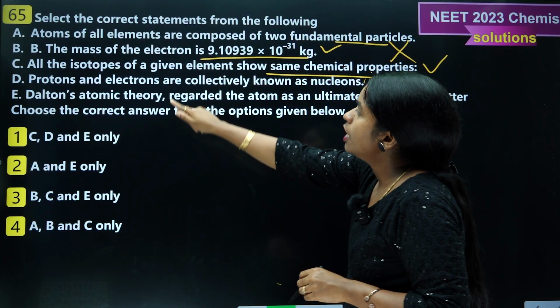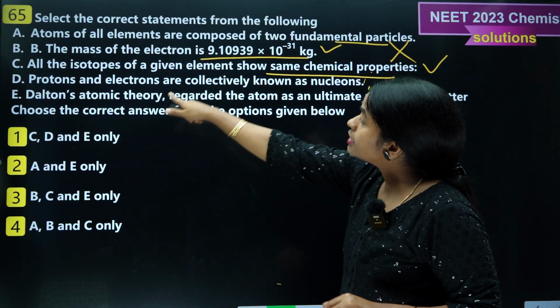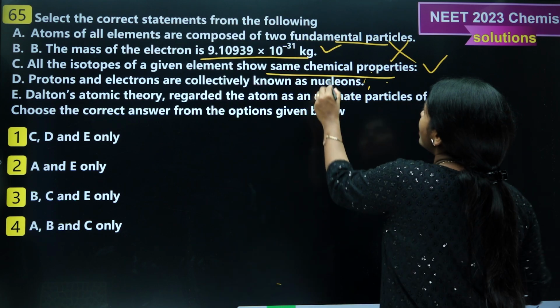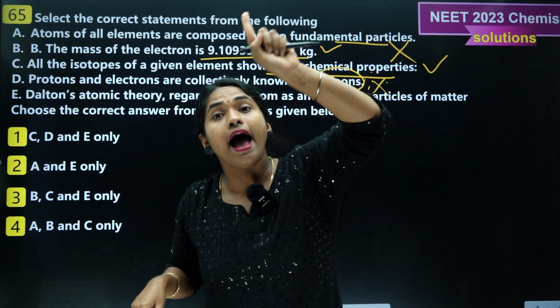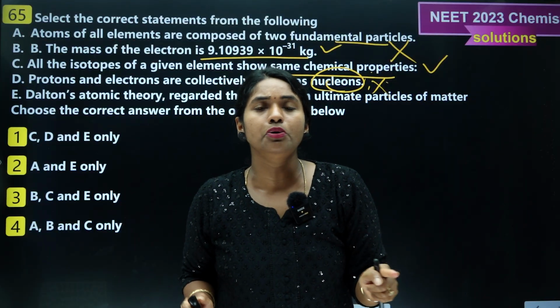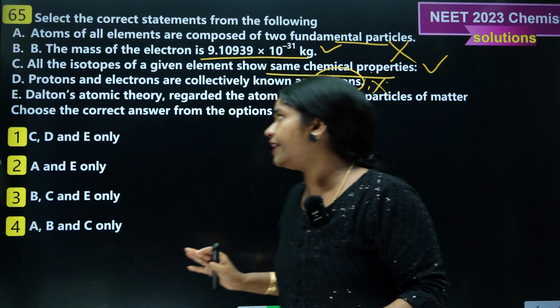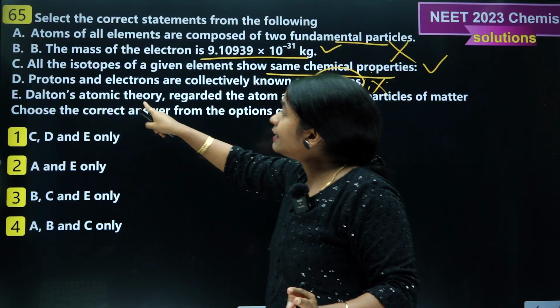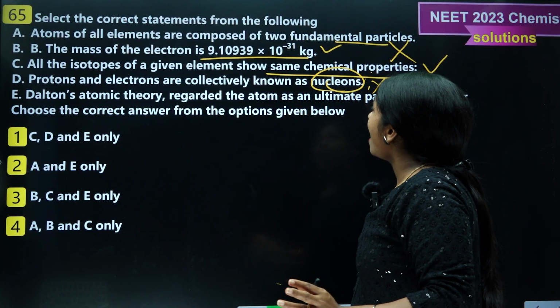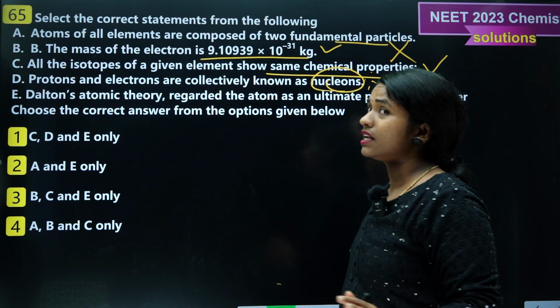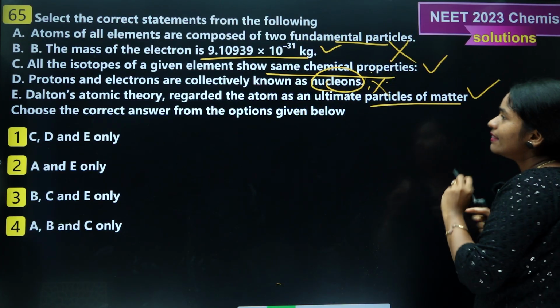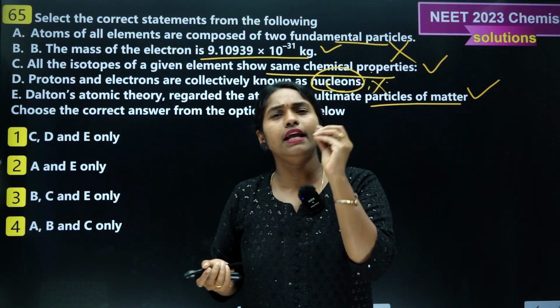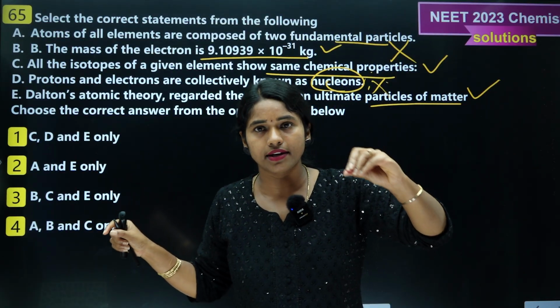And see the next one, protons and electrons are collectively known as nucleons. This is a wrong statement. Why is it wrong? Protons and neutrons together are called nucleons, not protons and electrons. Dalton's atomic theory regarded an atom as an ultimate particle of matter. Yes, Dalton's theory explained that every matter contains atoms.